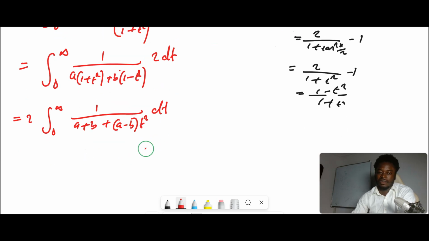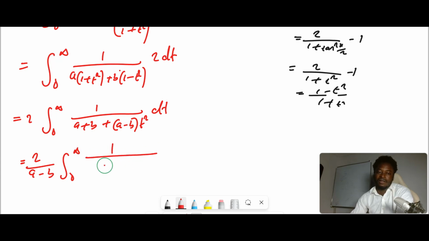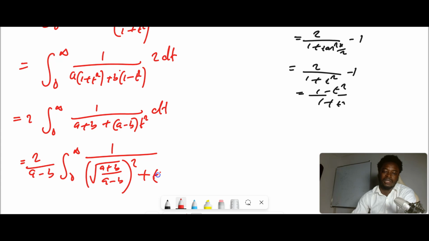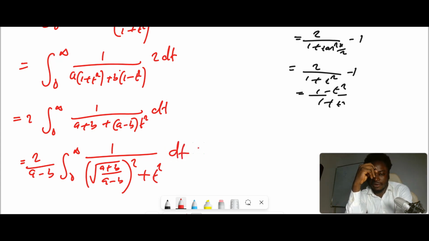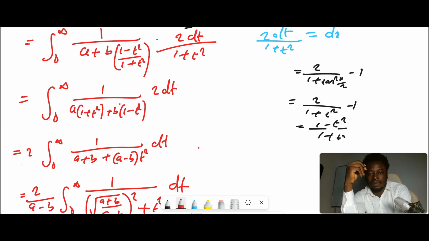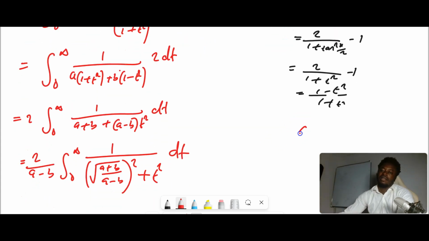Now let's factor out the a minus b, so you have 2 divided by a minus b times the integral from 0 to infinity of 1 over the square root of (a plus b) divided by (a minus b), all squared, plus t squared, dt. The reason for this is that at the beginning of the problem we indicated that a is bigger than b, so putting a minus b in the square root is valid here.